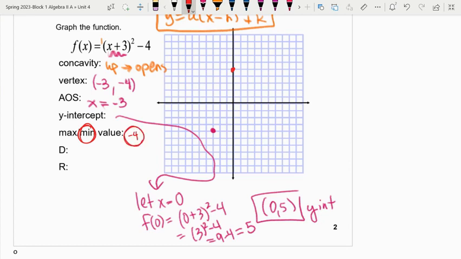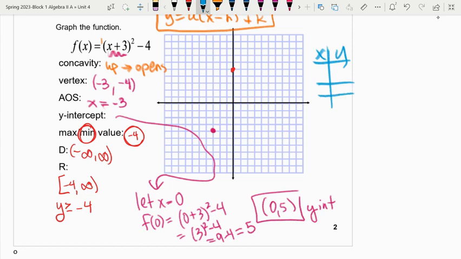My domain on a quadratic function will always be negative infinity to infinity, all real. My range, since I see this is opening up, is going to be my smallest y, which is negative 4, goes to infinity. Or you could think of that, it's the same thing as saying y is greater than or equal to negative 4.